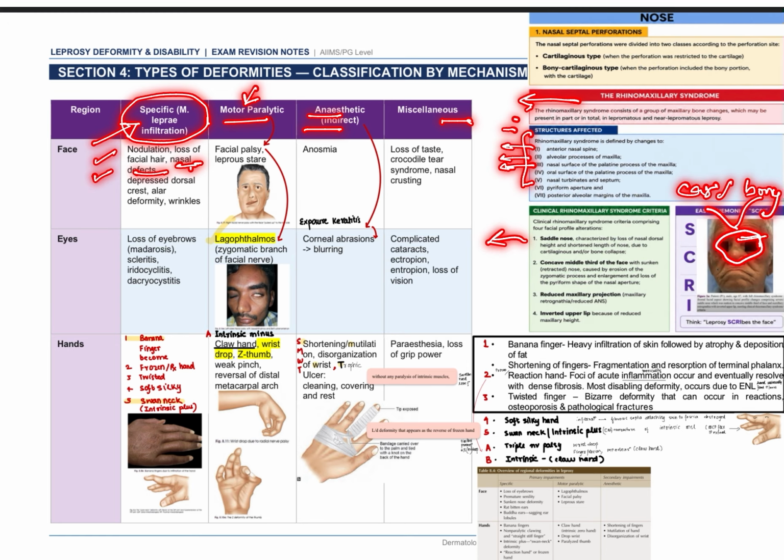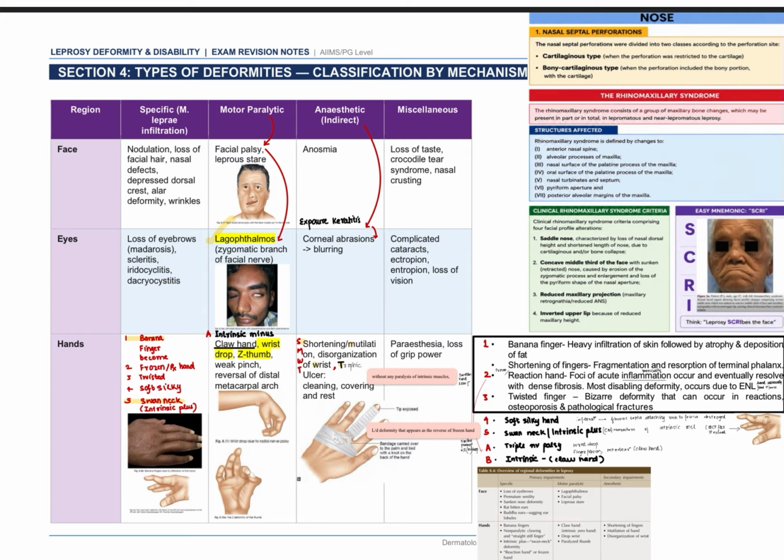So this depressed nose, then concave middle third of the face. Why? Because the maxilla is also affected. Reduced maxillary projection is there, and then inverted upper lip. So this is the characteristic. We can remember it as leprosy scribbles the face: saddle nose, concave middle face, reduced maxillary projection, and then inverted upper lip. Then in the eyes, there can be loss of eyebrows, scleritis, iridocyclitis.